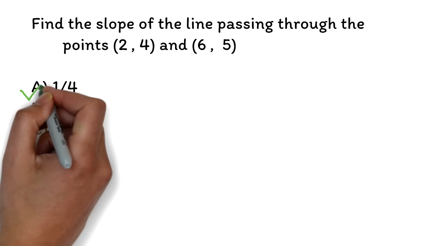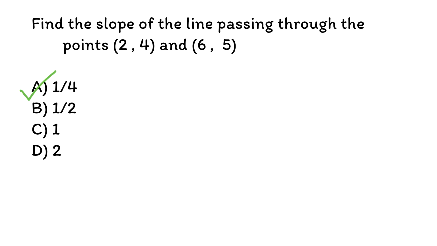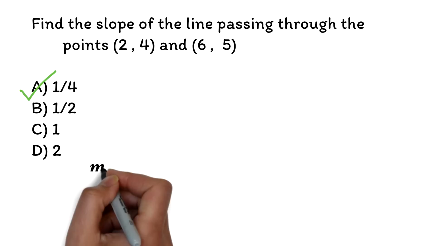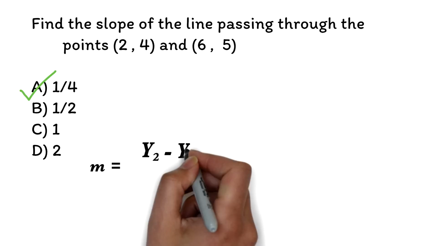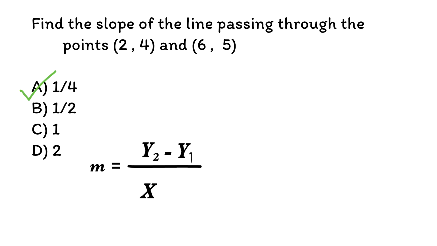1 over 4. To find the slope of a line given 2 points, we will use the slope formula. m equals y2 minus y1 over x2 minus x1. Formulas are given on the GED, so don't worry too much about it. Please note that you can call any of the points 1 or 2.